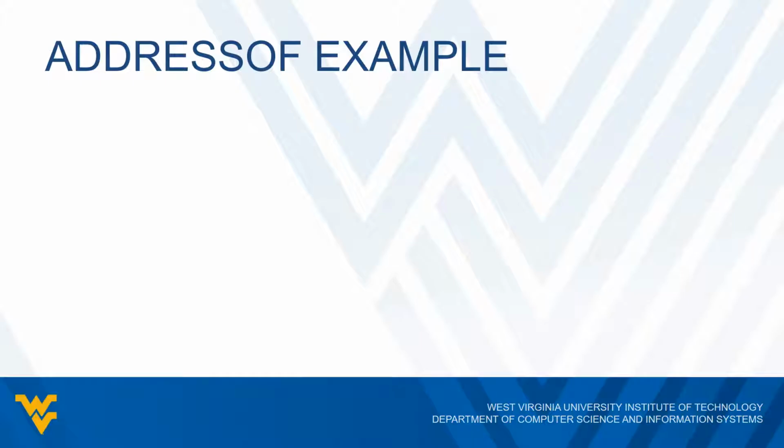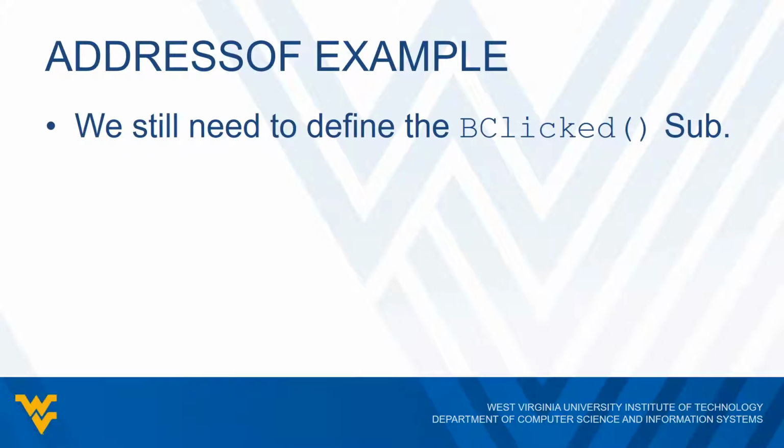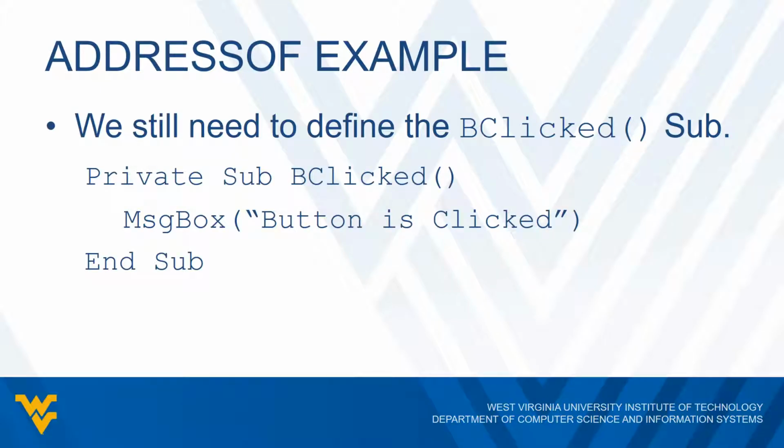Now, we still need to define what goes on inside of the bClicked sub procedure. So let's take a look at that. So here it's pretty straightforward. All we're going to do is just pop up a message box that says button is clicked. So whenever a person clicks on that particular button, they're going to get a message box with this message.